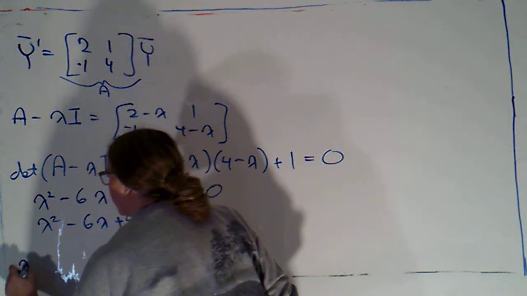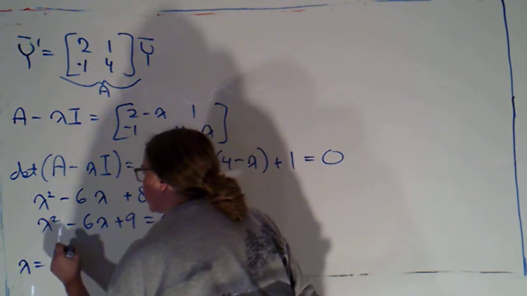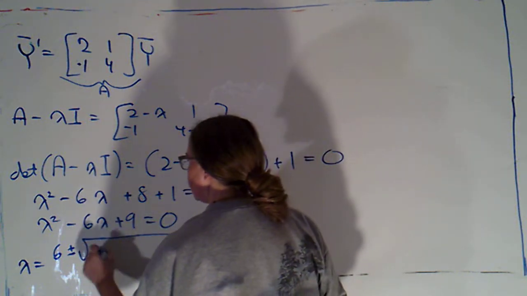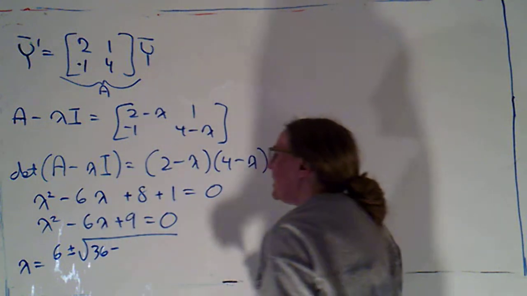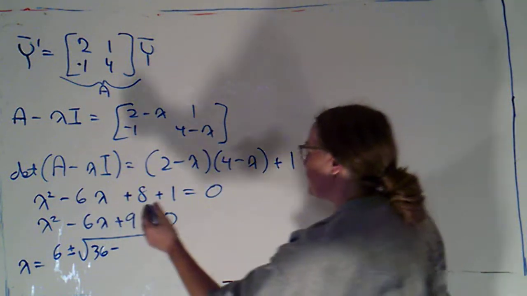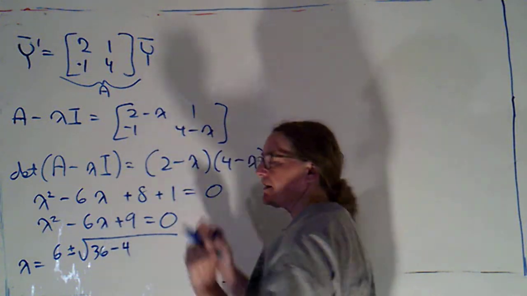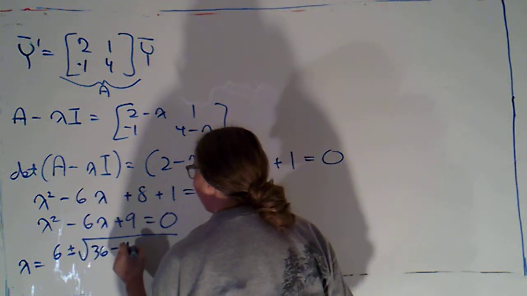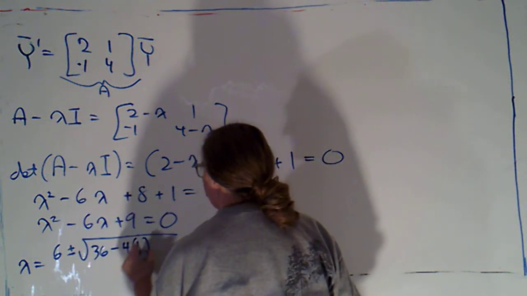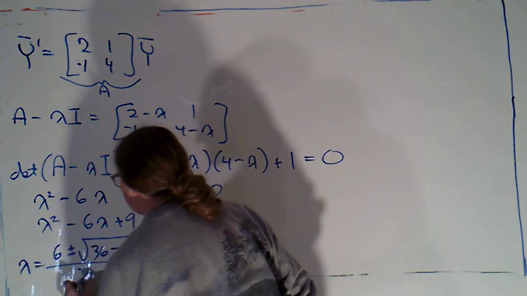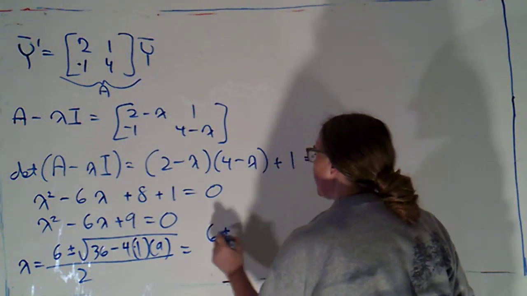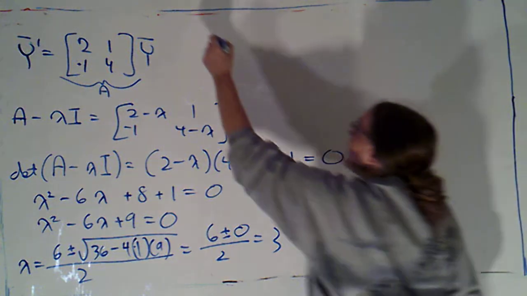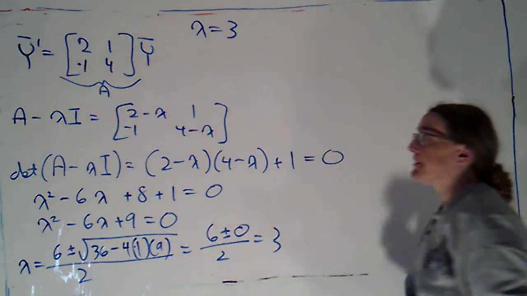So for lambda, I'm going to use the quadratic formula. It's going to be the opposite of -6, which is 6, plus or minus the square root of b squared, which is 36, minus 4 times 1 times 9, all over 2. Okay, so that's 6 plus or minus, oh my goodness, 0, over 2. That's equal to 3. So there is one eigenvalue, and it is lambda equals 3.